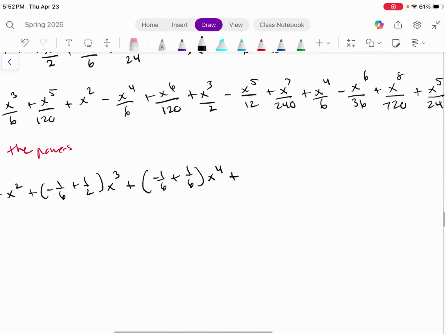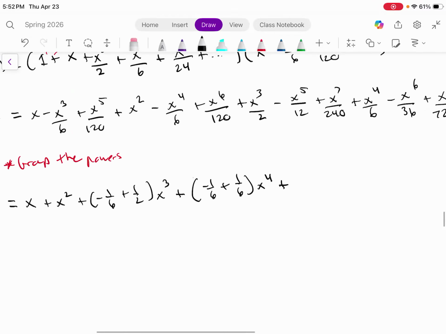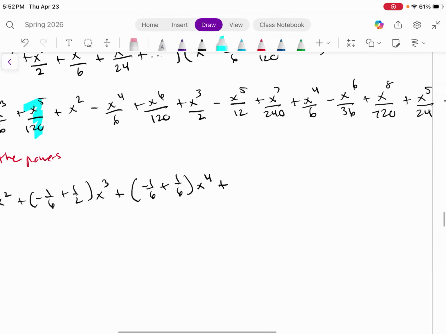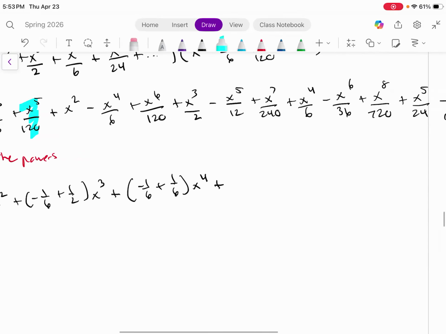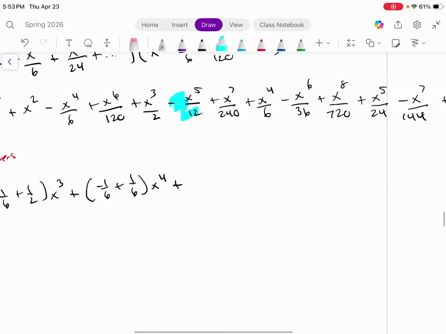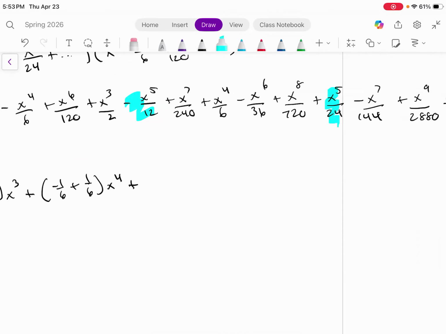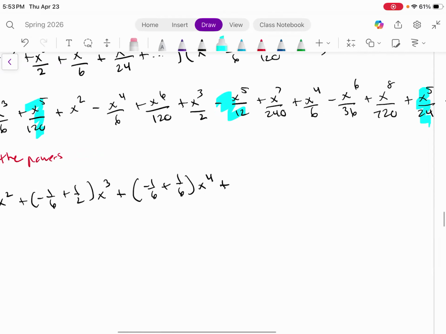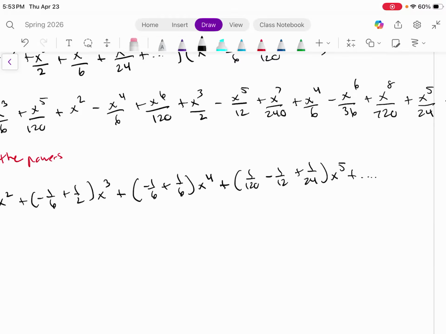Then let's move on to the x to the fifth. I think that's where we'll stop, otherwise the numbers get a little too obnoxious. We have 1 over 120, negative 1 over 12, and then 1 over 24. So we'll have 1 over 120 minus 1 over 12 plus 1 over 24, x to the fifth, plus dot dot dot.